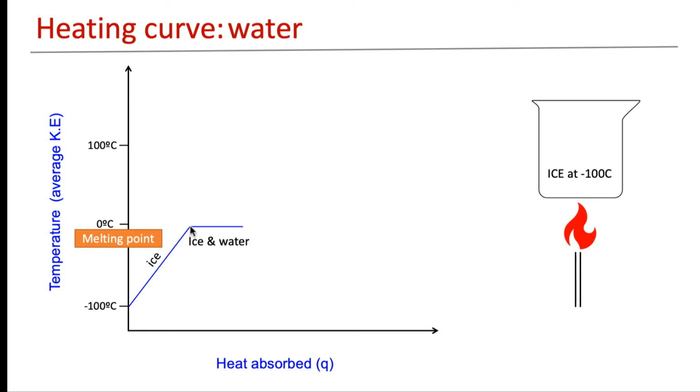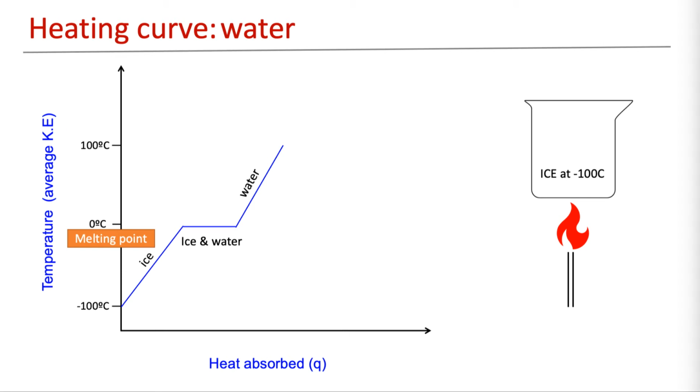Now, once all the ice is changed into water, the temperature of water again starts to linearly increase with the heat added. During this time, the random motion of water molecules increases, therefore increasing the average kinetic energy and the temperature of water. This increase in temperature of the water continues until the temperature of the water reaches 100 degrees Celsius. At this point, the liquid water changes into gaseous water vapor.